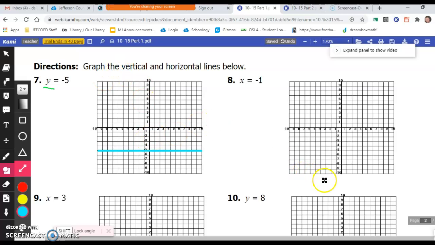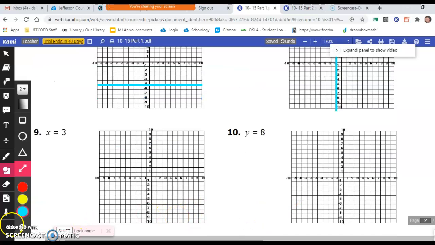What axis does it cross? X. And where does it cross the x-axis at? 1. So here's that a vertical or horizontal line? Vertical. We're good there. All right, look at number 2.